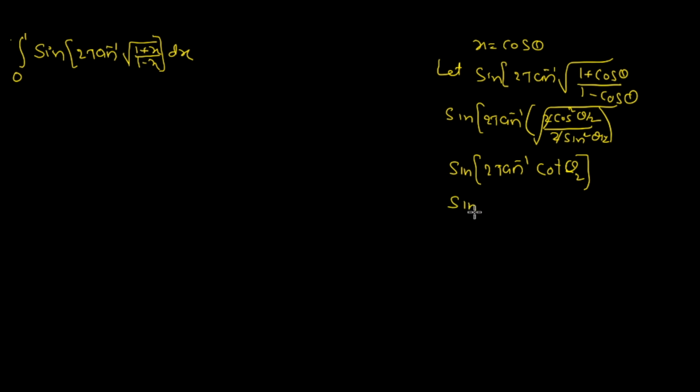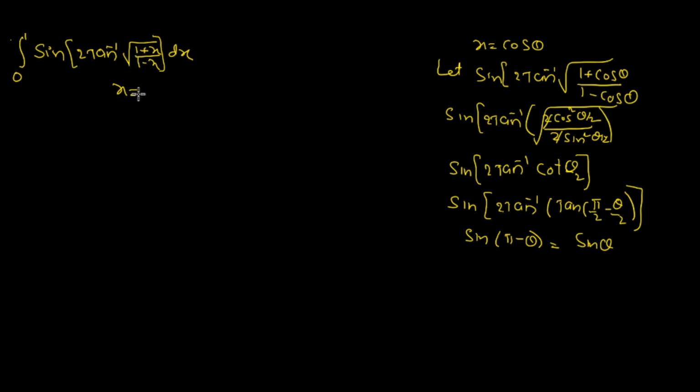That is equal to sine of 2 tan inverse cot theta by 2, it is written as tan of 90 minus theta by 2. Here tan inverse tan cancelled, that is equal to sine of 2 into pi by 2 minus theta by 2, that is equal to pi minus theta. Sine of 180 minus theta is sine theta. So this total value is sine theta. So put x is equal to cos theta, dx is equal to minus sine theta into d theta. Change the limits. If x is equal to 0, theta is equal to cos inverse 0, that is equal to pi by 2.